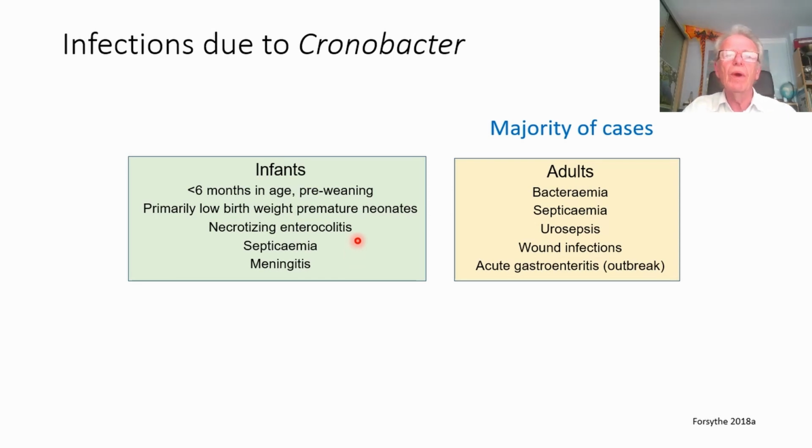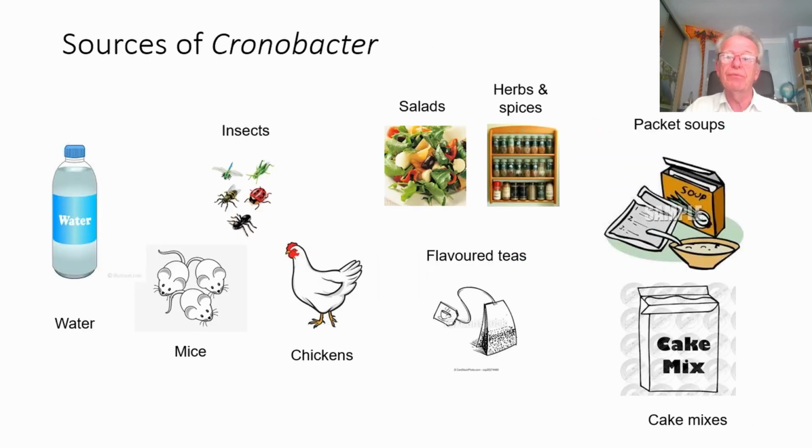So where do we get Cronobacter from in general? Well, we find it in water. We can find it in animals like mice and chicken. We can find it in insects. We can find it in plant material, salads, herbs and spices, packet soups, cake mixes, and flavored teas.